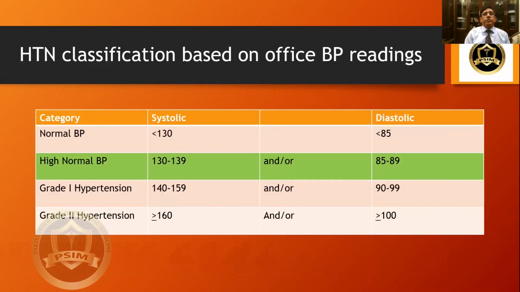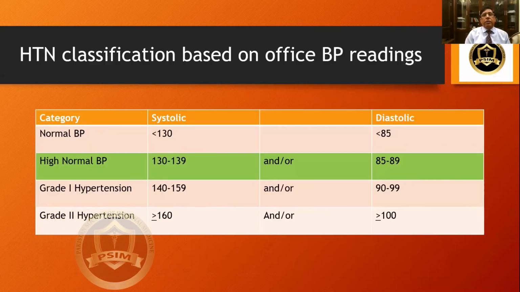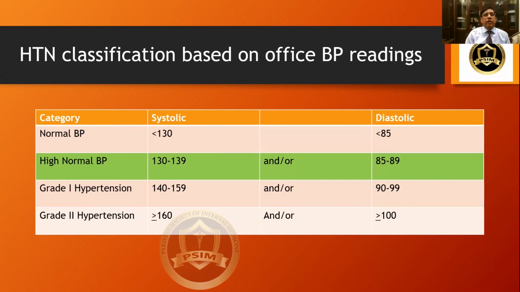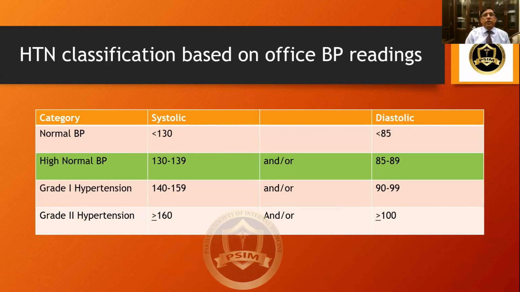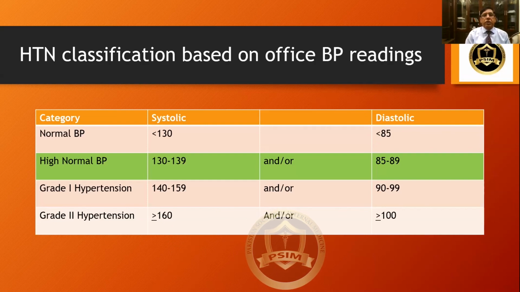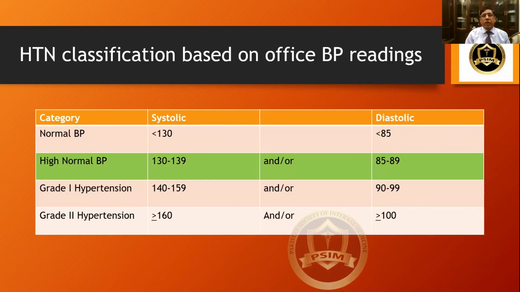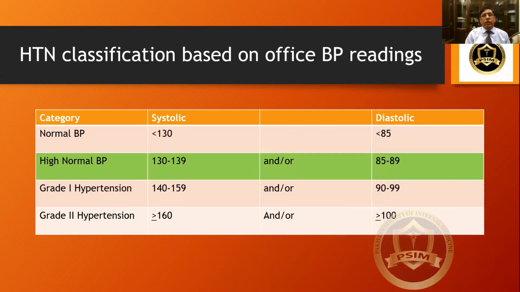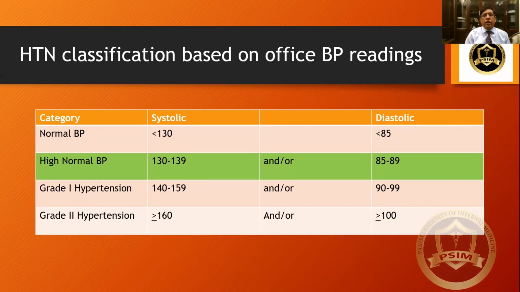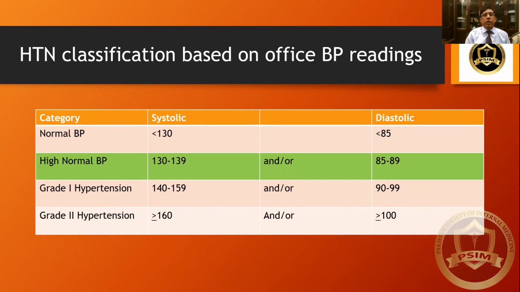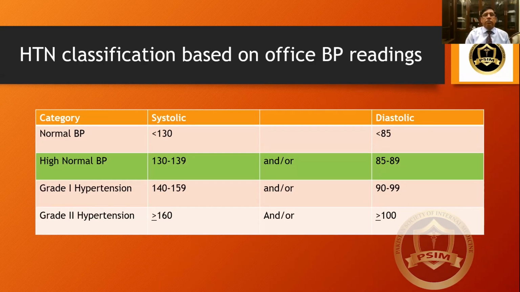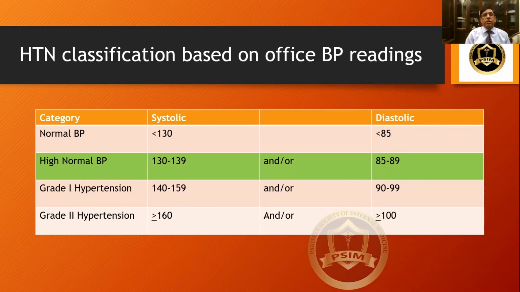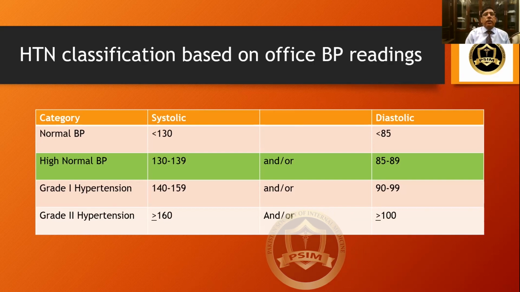Now these are the figures. After we have labeled that the patient has hypertension, we usually grade or classify it. Normal blood pressure would be anything less than 130/85. High normal would be less than 140/90, or 139/89. Grade 1 hypertension is 140 to 159 systolic and 90 to 99 diastolic, and then grade 2. And why it is important: when we devise a management strategy for these patients, the patient's grade of hypertension comes into consideration.